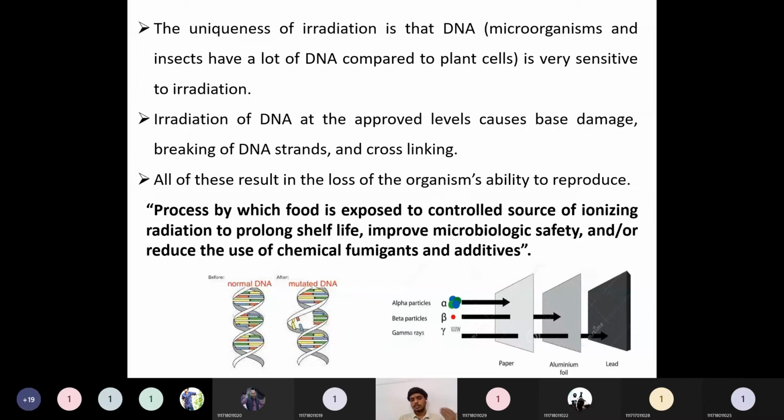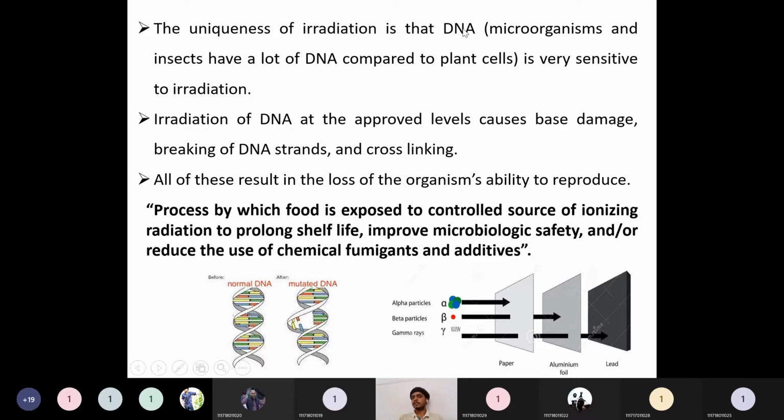Due to this DNA mutation, the microorganisms can either die in the worst condition, or otherwise their reproducibility will be stopped. So they cannot reproduce, they cannot multiply. They cannot lay eggs, or they cannot have babies. So when we are damaging the DNA structure, in the maximum highly desirable case, the microorganisms will be dying, or otherwise in the least possible case, their reproduction will be stopped. So that's the advantage in the irradiation process.